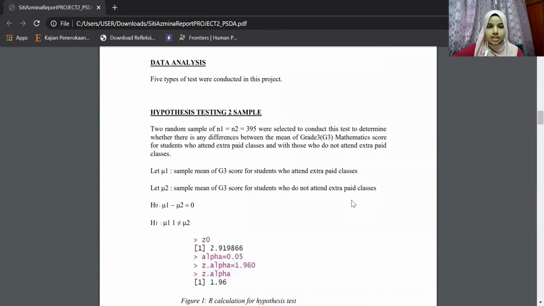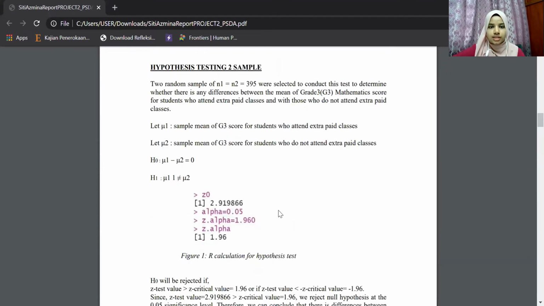The first test is hypothesis testing for two samples. In this test, I used statistical inference for two independent samples, where I test the difference between two means, with the variance known. I set mean 1 as the sample mean of G3 score for students who attend extra paid classes, while mean 2 is the sample mean of G3 score for students who do not attend extra paid classes. My null hypothesis is mean 1 minus mean 2 equals 0. My alternative hypothesis is mean 1 not equal to mean 2.